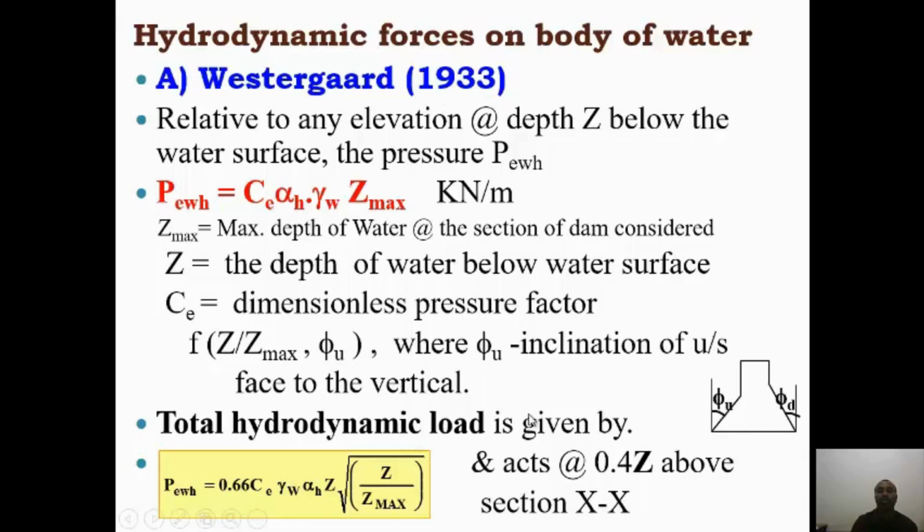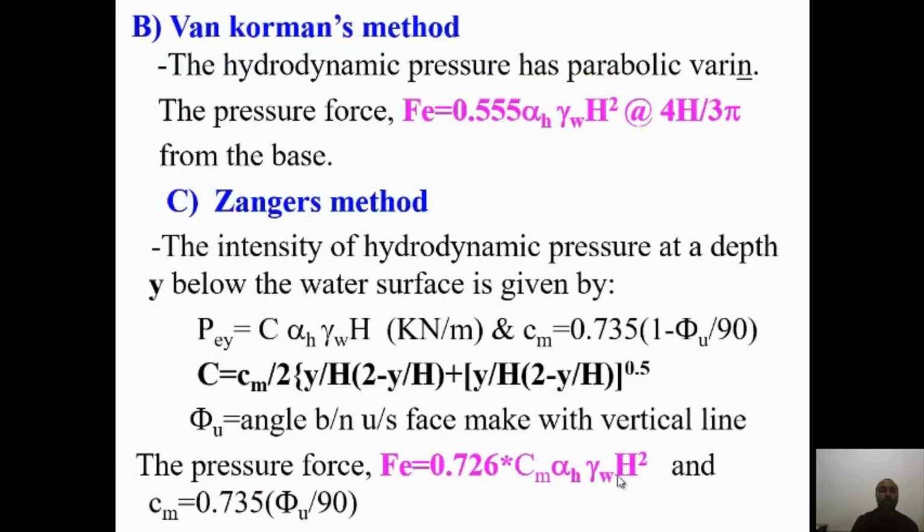So the total hydrodynamic load is given by this equation. This is the pressure, and the total hydrodynamic load will be this equation. It acts at 0.4h above any section XX considered. According to the Von Karman equation, hydrodynamic pressure has a parabolic distribution, so you can find the earthquake force, which is horizontal, acting at 4h over 3 pi from the base.